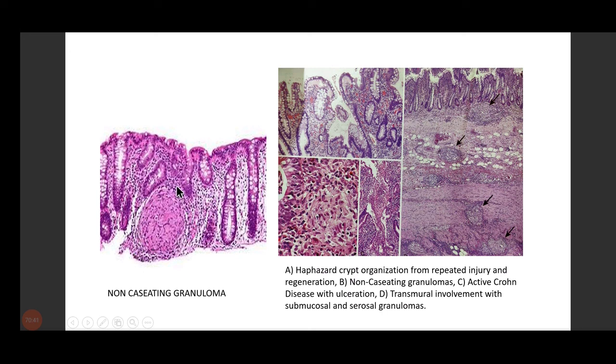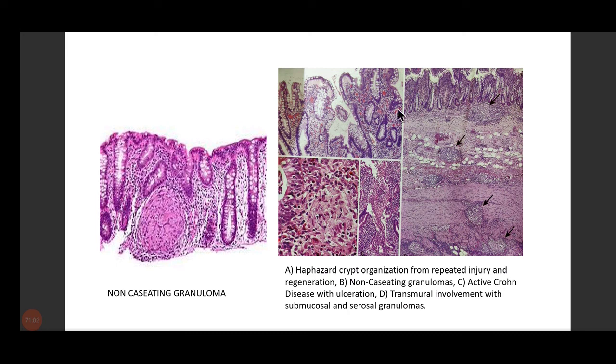In which disease is crypt abscess seen? In ulcerative colitis. So these are two differentiating features. Cryptitis and crypt abscess are more common in ulcerative colitis, and non-caseating granuloma is more common in Crohn's. And this is a picture taken from Robbins.